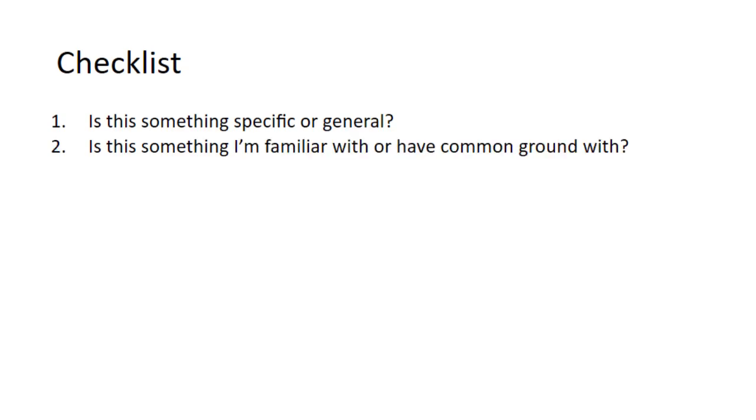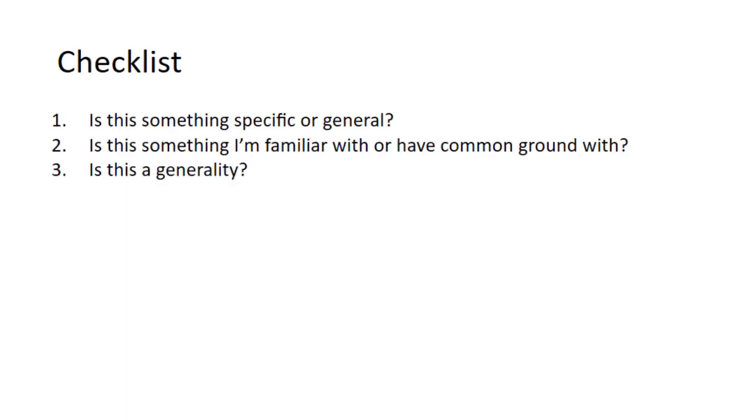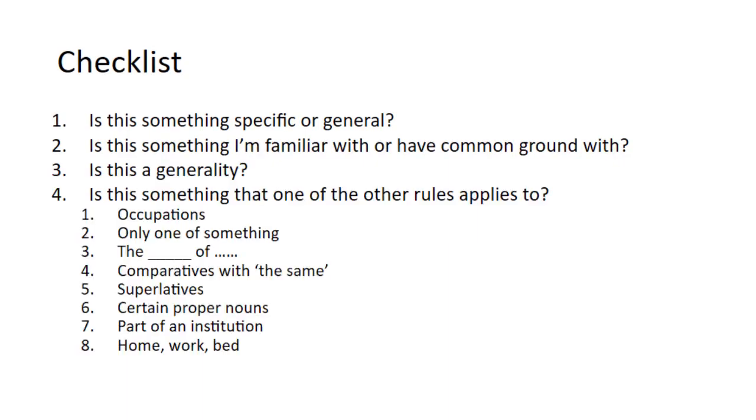So here's the checklist that I'm going to give you. First of all, is something specific or general? Ask yourself that. Then, is it something I'm familiar with or have common ground with? Is this a generality? Is this something that one of the other rules apply to? So what you're doing is the first 3 questions are covering the 4 common things. That should satisfy most articles. If you're familiar with these 3 things, that should help you with most things.